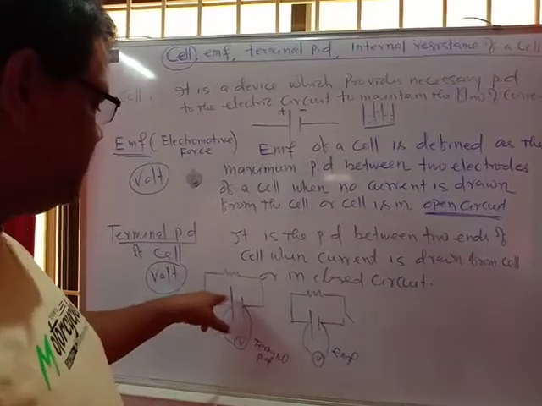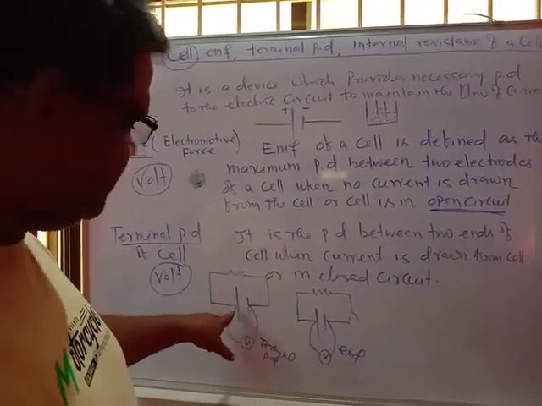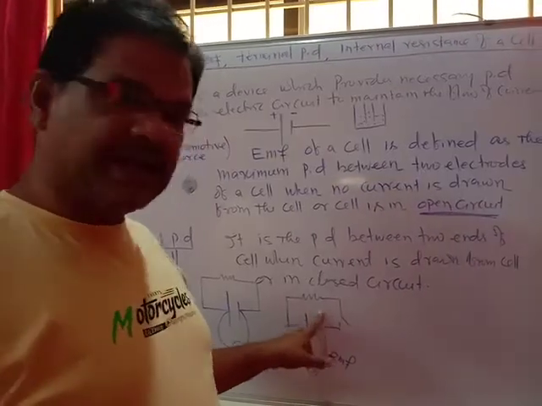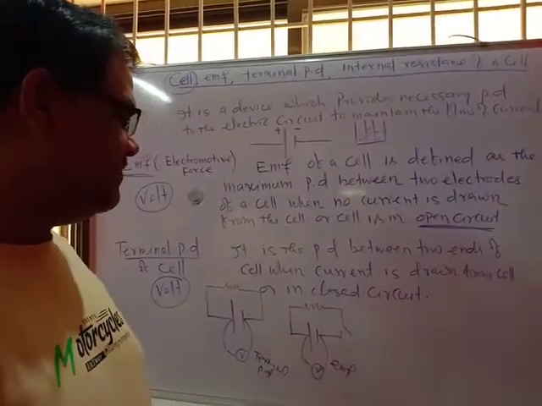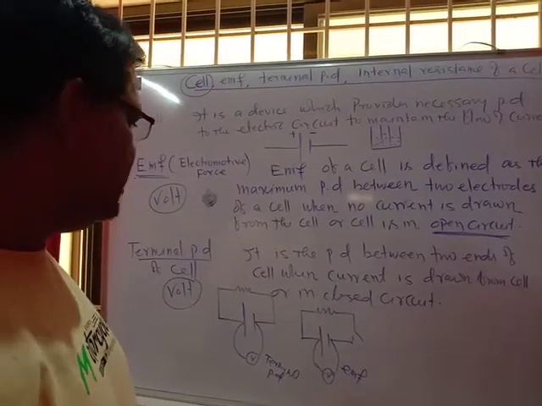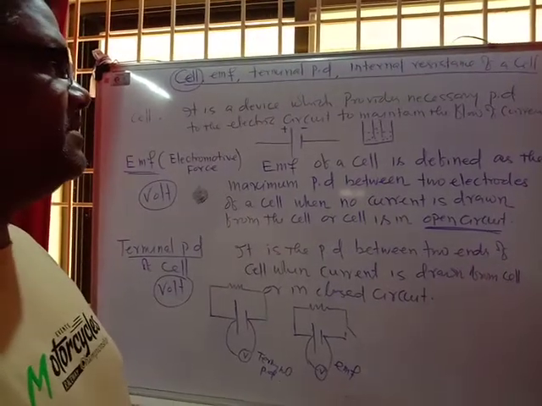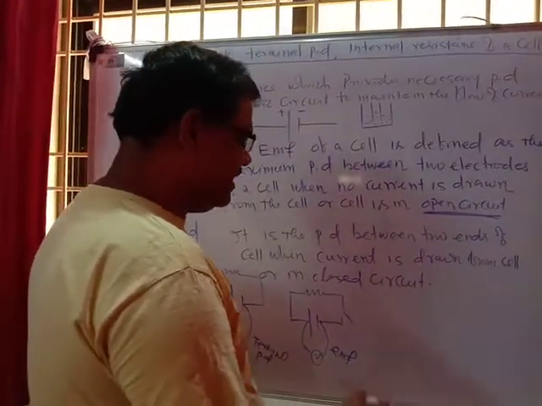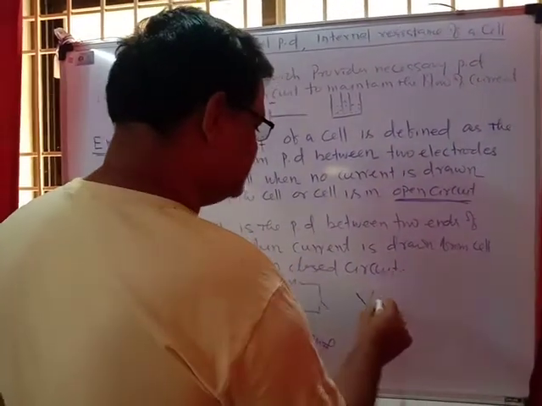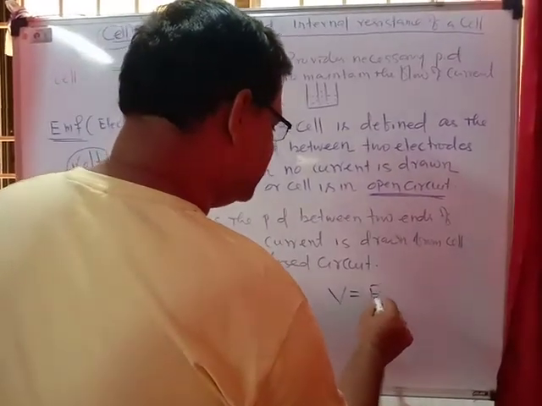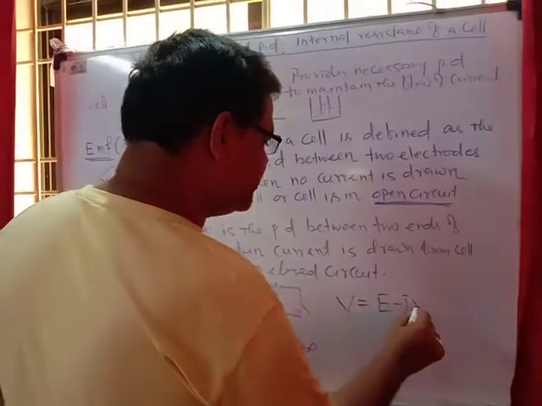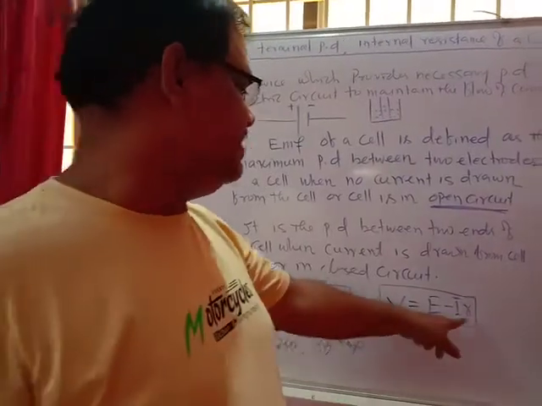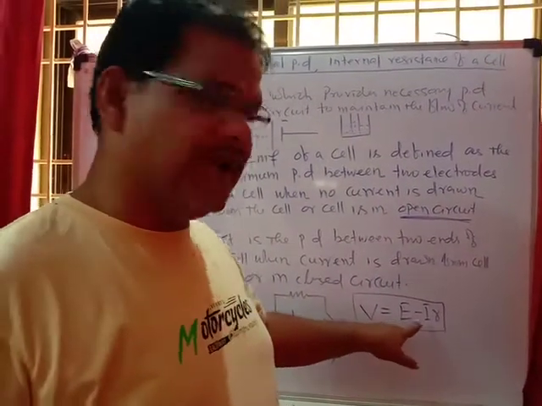So when current is drawn from the cell, the potential difference between the two ends of the cell is called the terminal PD. When current is not drawn, that means the circuit is open, at the same time the potential difference between the two ends of the cell is called the EMF. It is to be noted that EMF is greater than the terminal PD, and the potential difference V equals E minus current I into the internal resistance of the cell. So the relation is V = E - Ir.